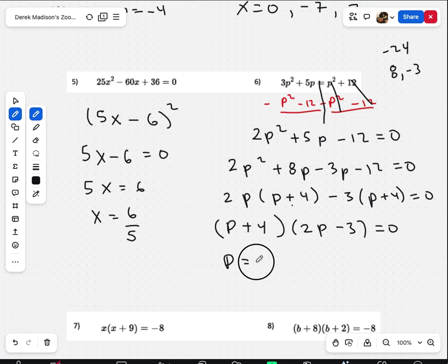So p equals negative 4, and then this one, bring the 3 over and divide by 2, and it will be 3 halves. And again, if you have a hard time seeing that, just do the steps and you'll get to that exact same spot.